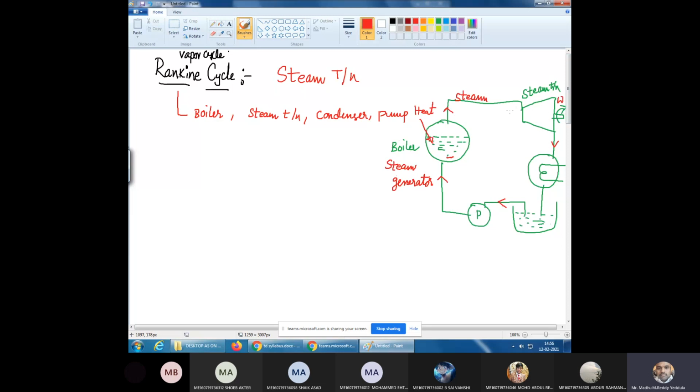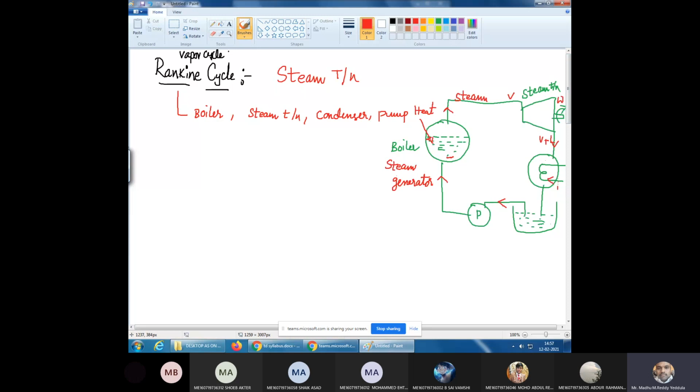Right? So after expansion, what happens to the property of the steam? The quality of the steam will be decreased due to expansion. So here, entry will be vapor and exit will be partly vapor plus liquid. So due to the expansion, what will happen? It loses its quality, it loses its temperature and pressure. Therefore, the vapor will be converted to liquid, right? So this vapor plus liquid is allowed to pass through the condenser.